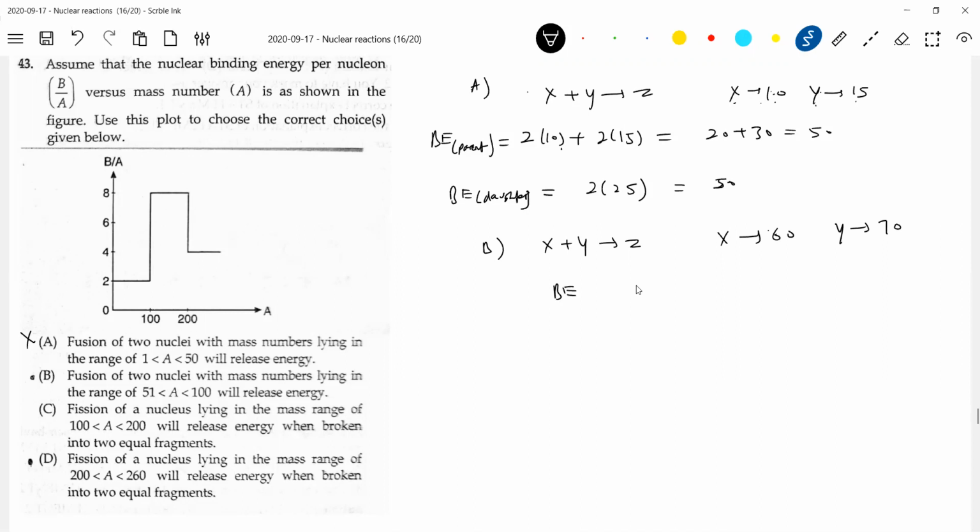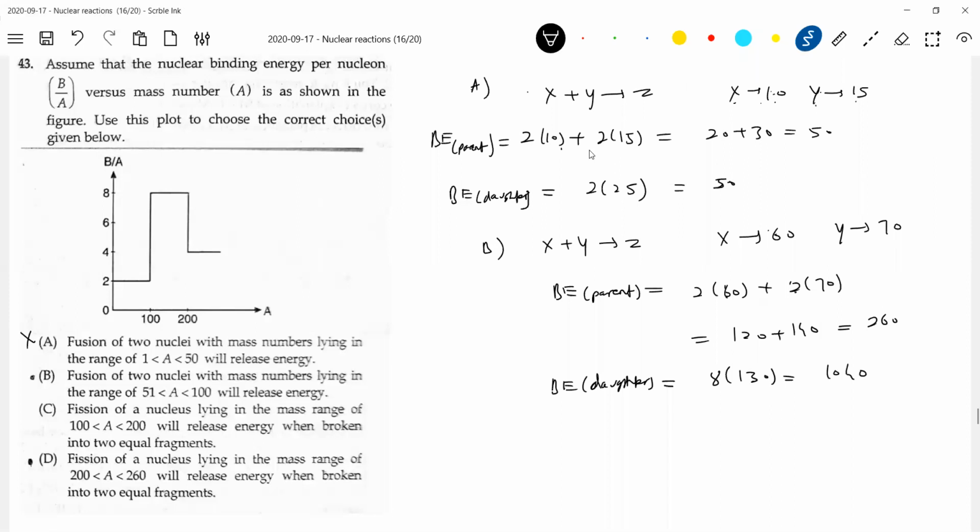What is the binding energy of the parent? That also is 2, no? So 2 into 60, 2 into 70, 120 plus 140, 260. What about the daughter? The daughter will be 130, no? 130, where will it come? It will be at 8. So 8 into 130. Value of this? 1040.